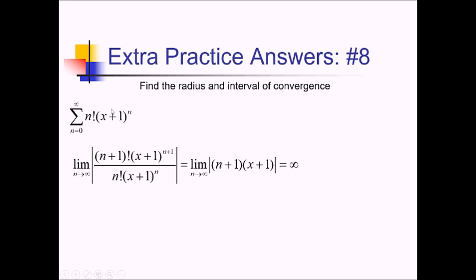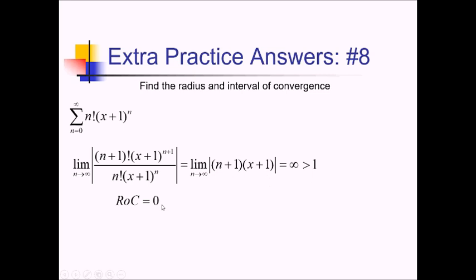Now, in order to converge, this series' ratio needed to be less than 1. Infinity is not less than 1. It's, in fact, greater than 1. That means there's no way to set up one of those absolute value less than 1 expressions to find the radius of convergence. The radius of convergence on this is going to be 0. There is no radius of convergence.